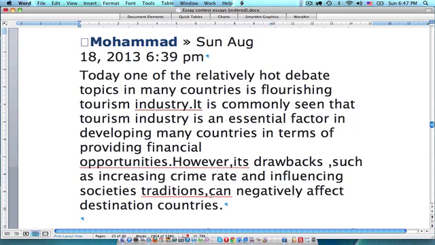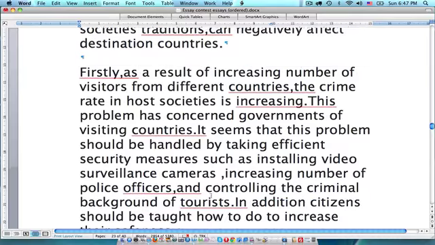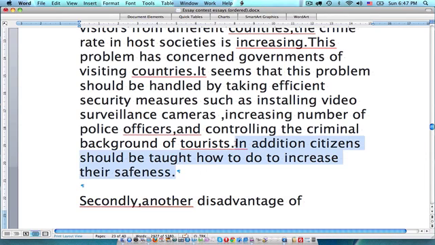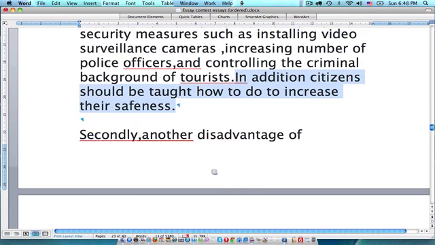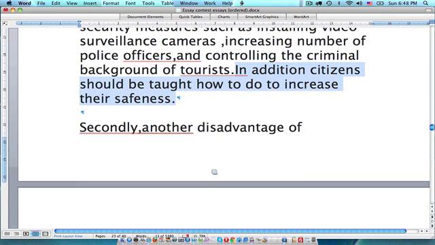And that's not going to work to your advantage in the exam. Okay, now maybe because your essay is sort of missing a thesis, you tend to not reflect upon the central theme of the essay in your concluding sentence, in your supporting paragraphs. So in addition, citizens should be taught how to do to increase their safeness. So I don't know what this has to do with the topic of the essay, which is supposed to be curbing the damages that tourists cause. So I'm not sure why we're looking at the safety of tourists here, but okay, something you might want to look at. The same is true in the concluding sentence of your second supporting paragraph.